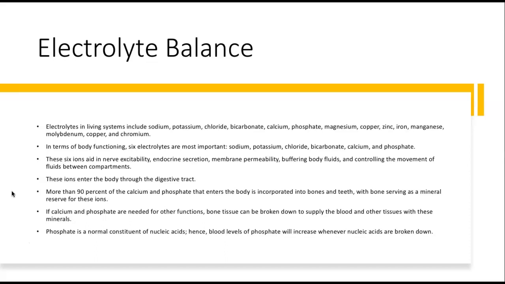More than 90% of the calcium and the phosphate that enters the body is incorporated into bones and teeth, with bones serving as a mineral reserve for these ions. So if calcium and phosphate are ever needed for other functions in the body, you can start breaking down the bone tissue. Phosphate is a normal constituent of nucleic acids. Hence, blood levels of phosphate will increase whenever nucleic acids are broken down.